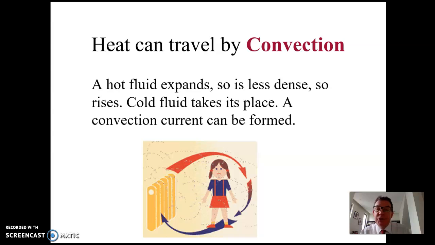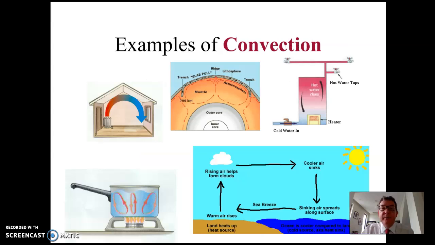Just going to spend the first minute or two recapping the way that heat can transfer, the things we've done in the last 3 lessons, and then we're going to look at some applications. How do we use this knowledge?